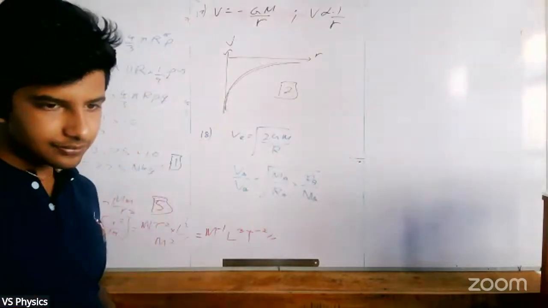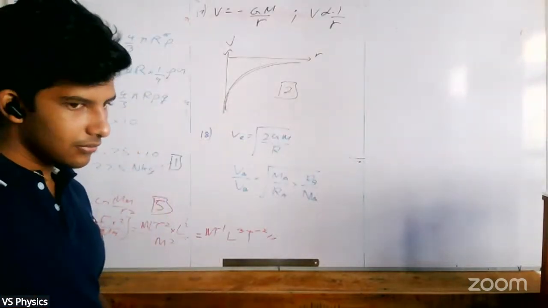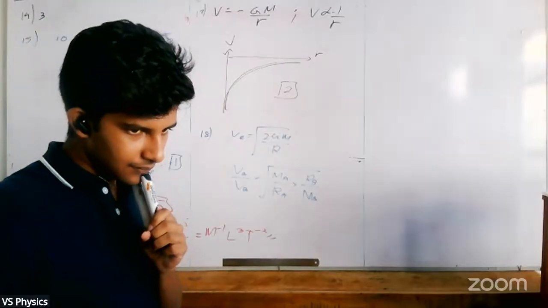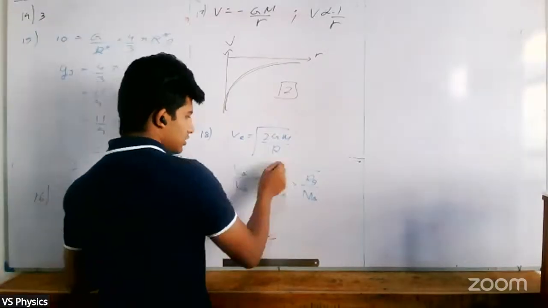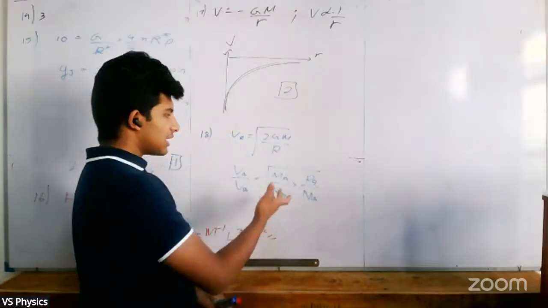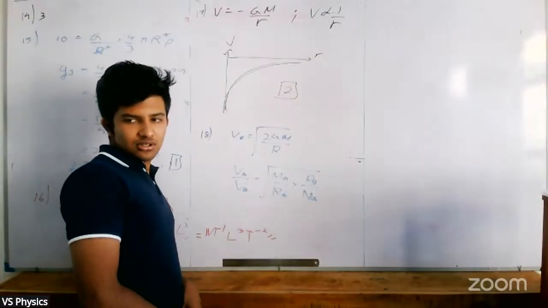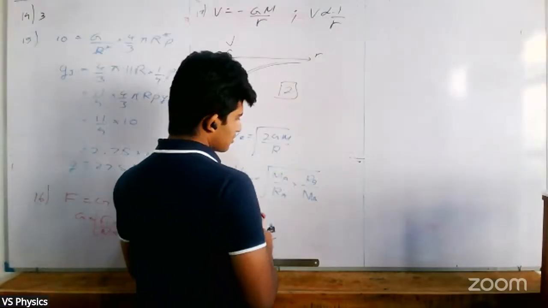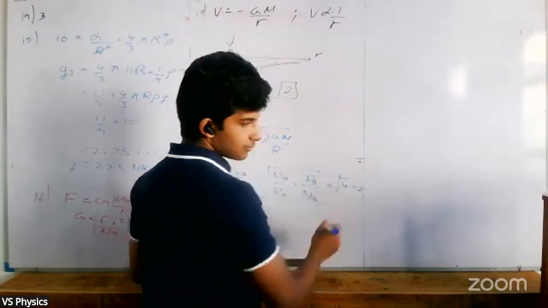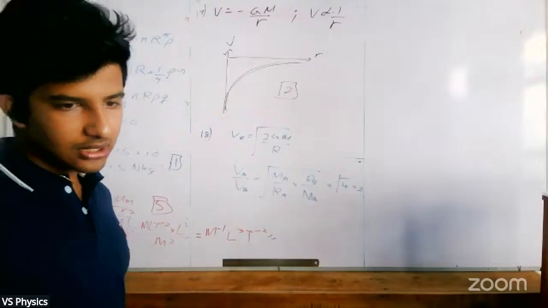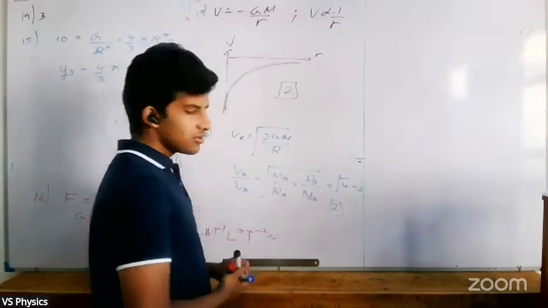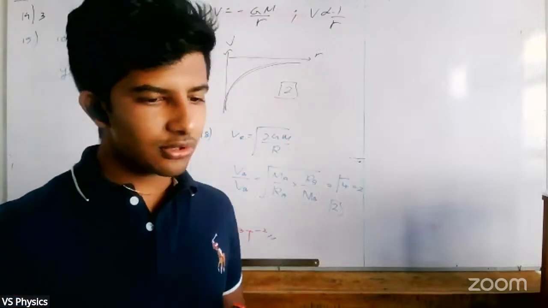Right? Now planet A's ratio is 4 times that of planet B's ratio. So we can write it is equal to root 4, which is equal to 2. The answer is there. Yes, that is the second answer. Okay? So that is question 14 to 18.